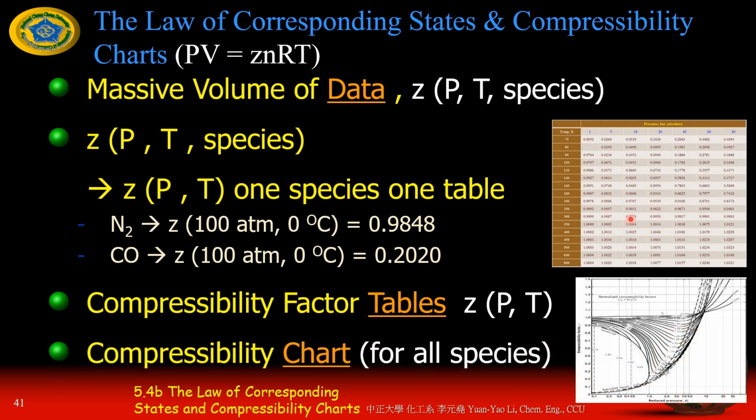However, if we have a chart which can represent everything, we can put the carbon dioxide, the methane, and the nitrogen together and make a chart. That will be easier, right? You don't need to check the table, or find a book and go to the table to find the number with the volume. That's why we are going to introduce the compressibility chart, which is for all the species. It can apply to oxygen, nitrogen, helium, argon, and so on.